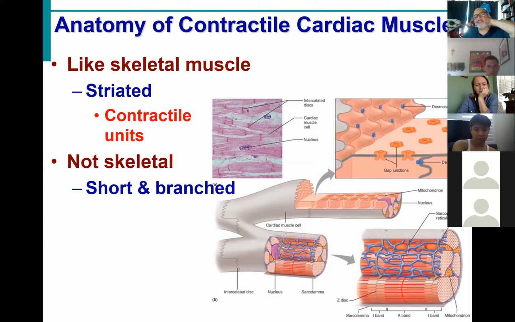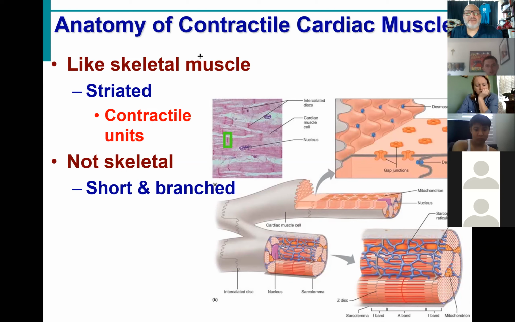But there are some other ways that it's not like skeletal. It's shaped differently. They're shorter cells. They are branched cells. As we see here, this picture does a really nice job of showing this. Notice here in the space in between, we see that connective tissue. That nucleus is actually the nucleus of the connective tissue. And this is that fibrous skeleton that we saw inside of here. Notice we can see the striations, but there's also this really dark stripe that runs parallel to the striation.